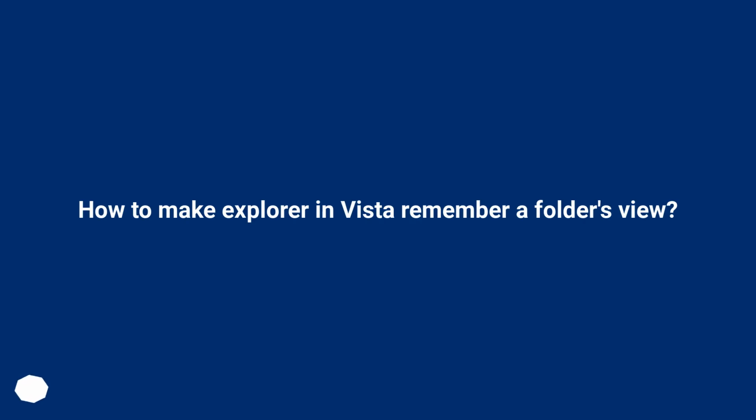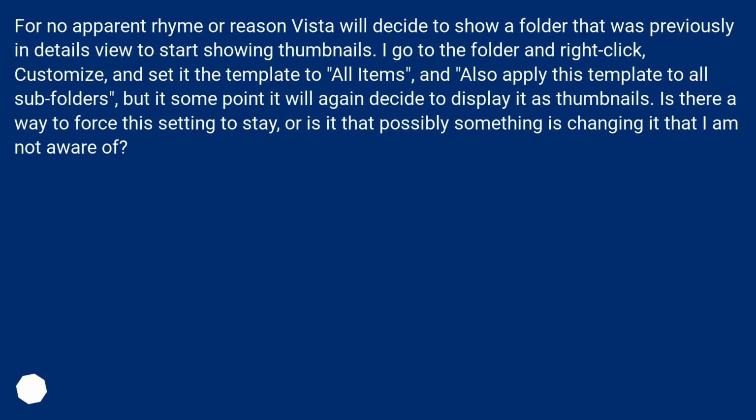How to make Explorer in Vista remember a folder's view. For no apparent rhyme or reason, Vista will decide to show a folder that was previously in Details view to start showing thumbnails. I go to the folder and right-click, Customize, and set the template to all items, and also apply this template to all subfolders, but at some point it will again decide to display it as thumbnails. Is there a way to force this setting to stay, or is it that possibly something is changing it that I am not aware of?